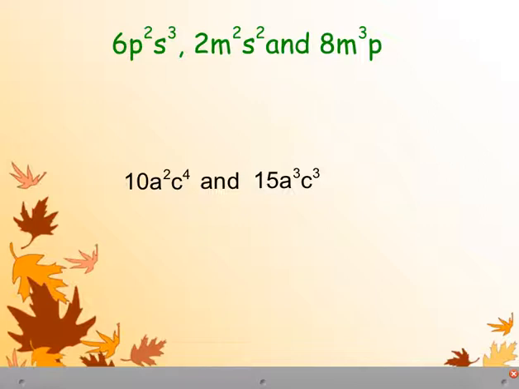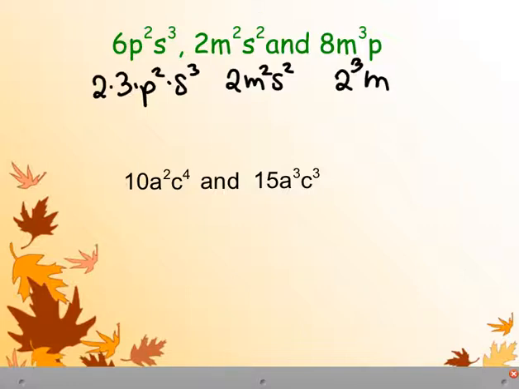So when we do this, let's find the prime factorization of all of these. So 6p squared s to the third, we're going to get 2 times 3 times p squared times s to the third. And we're going to get 2m squared s squared. And then we're going to get 2 cubed m to the third p. Now I need to represent everything up here, so it looks like I need a 2, I need a 3, I need a p, I need an s, I need an m. Those are all of the different things that I need. I just need to know how big I need them.